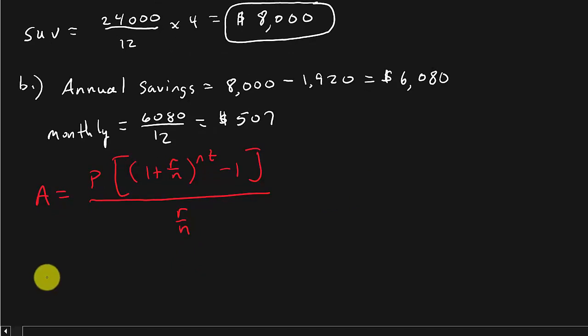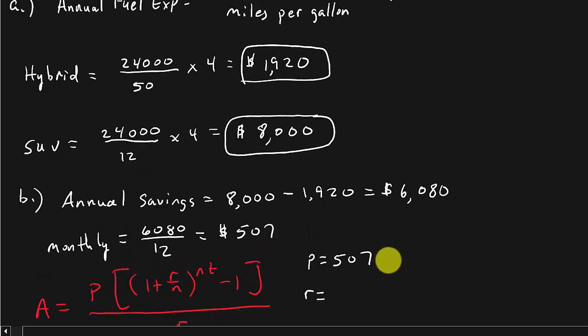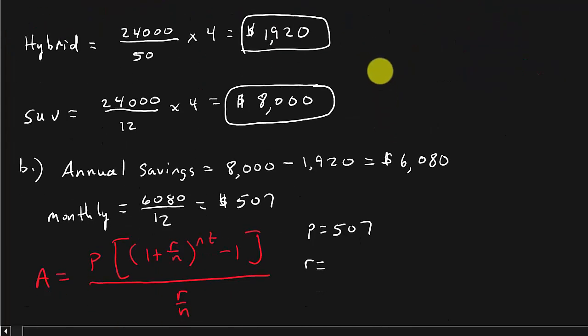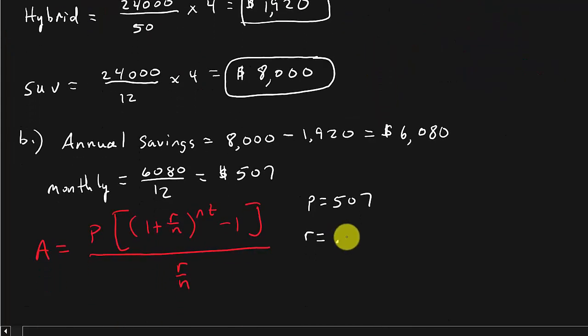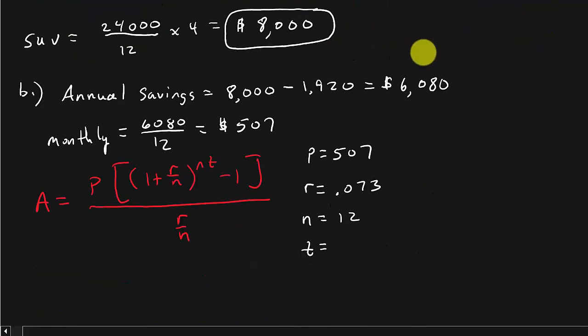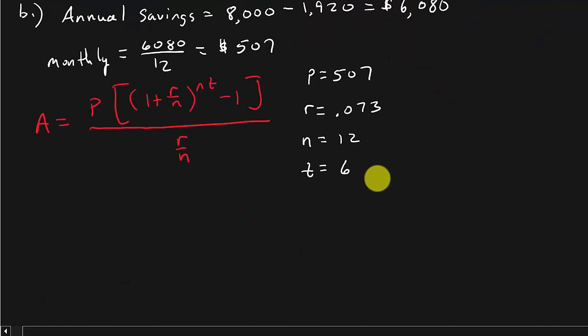I need to figure out what P is. P is 507. That's our monthly payment. R is the interest rate, 7.3%, and remember, R has to be in decimals, so 0.073. N is 12, because it's monthly. And T is the number of years, right here, 6 years. So now I just plug all this in.